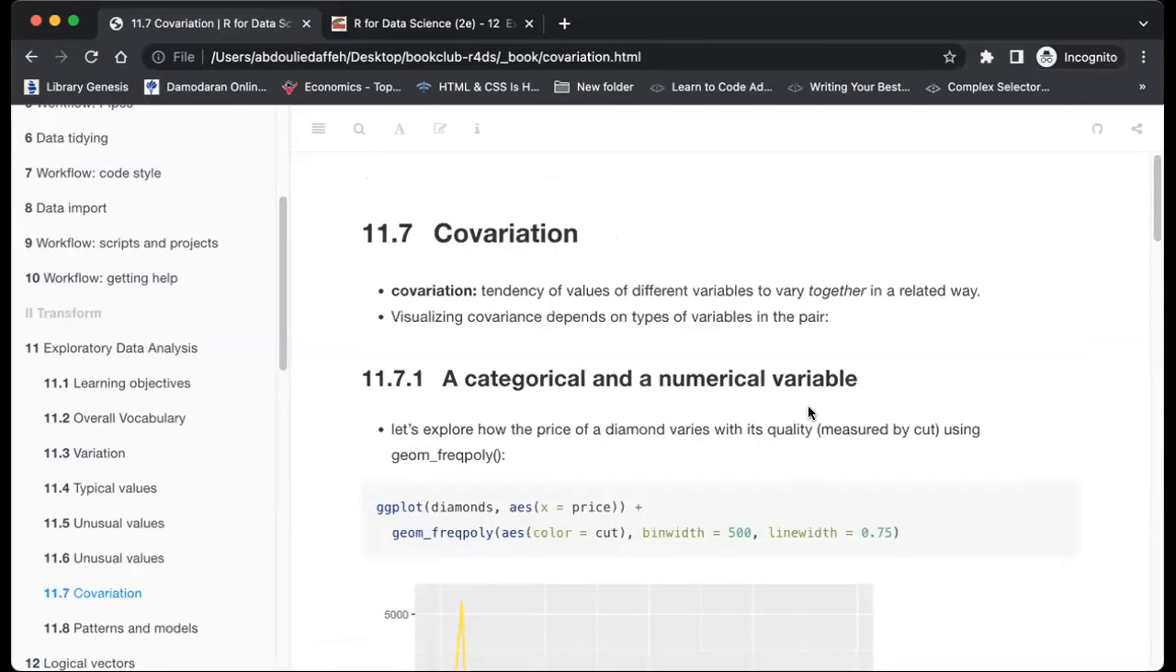Previously we were looking at variation, that is within the variable. Now across different variables, we look at the covariation, the tendency of values of different variables to vary together in a related way. Visualizing covariation depends on the two types of variables in the pair.